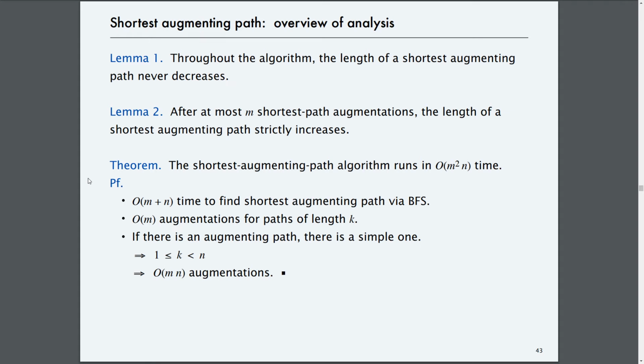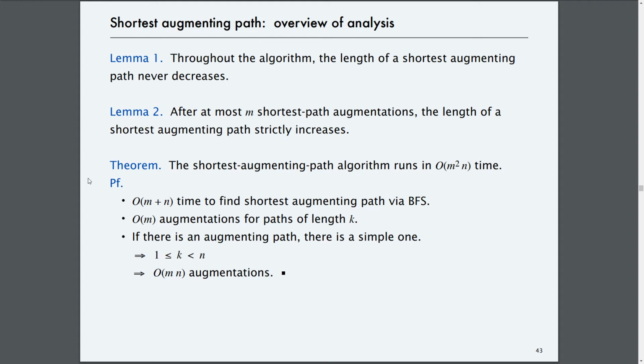So if we analyze this a bit, throughout this algorithm, the length of the shortest path is never going to decrease. So the first shortest path that we find is the shortest path we'll find. After at most m augmentations of the shortest path, the length of a shortest path will strictly increase. So the shortest augmenting path algorithm will run in O of m squared times n time.